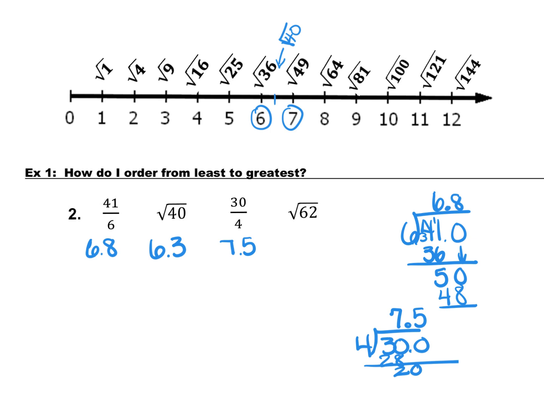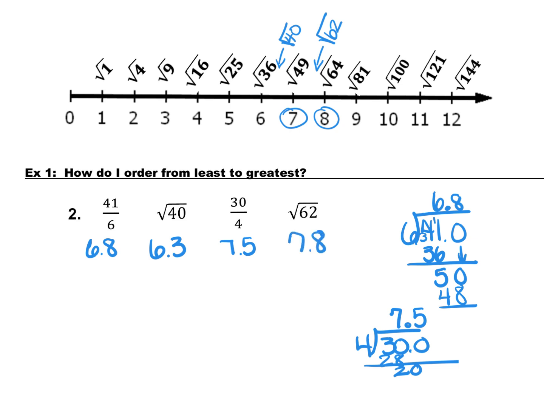All right, and the last one we have to approximate then is square root of 62. So square root of 62 is going to be between square root of 49 and the square root of 64. And it's pretty close to the 8. So we're pretty close. It's between the 7 and the 8, but it's really close. So let's just say 7.8.